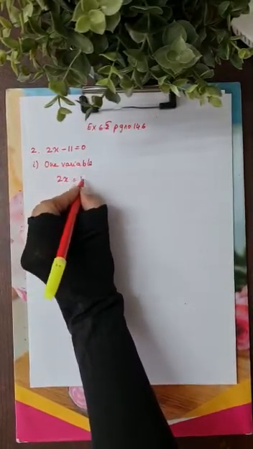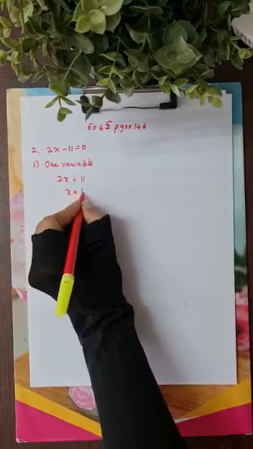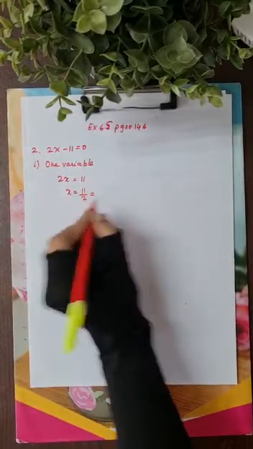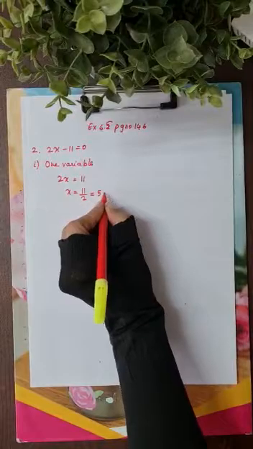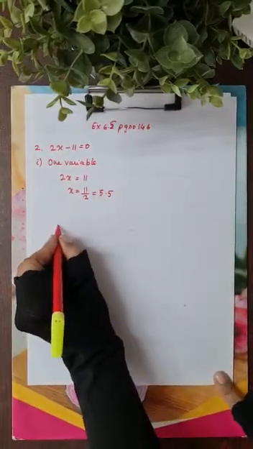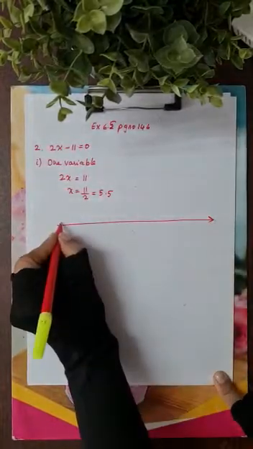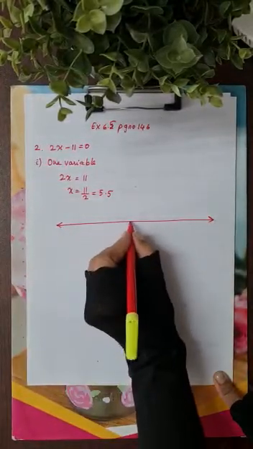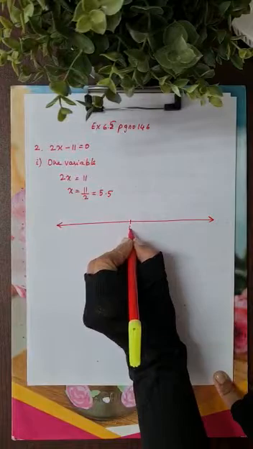2x is equals to 11, x is equals to 11 by 2, which will be equal to 5.5. Okay, so you have to draw a number line. This is graphical representation, no children. So draw a number line.